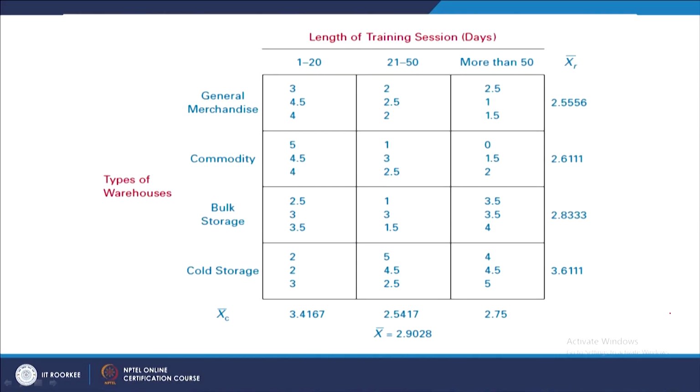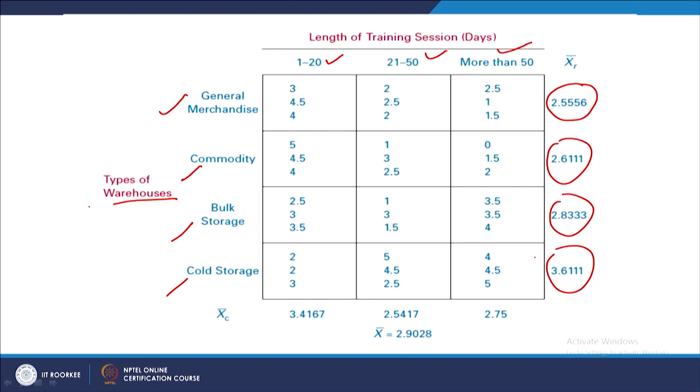So, this is the data which was collected. Again here there are different readings. So, length of training sessions, first session, second session, third session, and these types of warehouses, general merchandise, commodity, bulk and cold storage. So, you have got these averages over here, right, of all these 4 rows, all these 4 columns, right, and this is the overall average, right. So, let us look at the solution to this question.